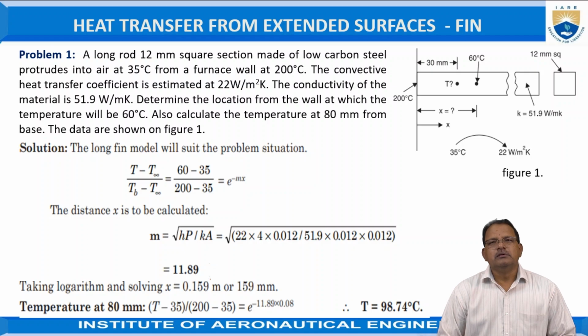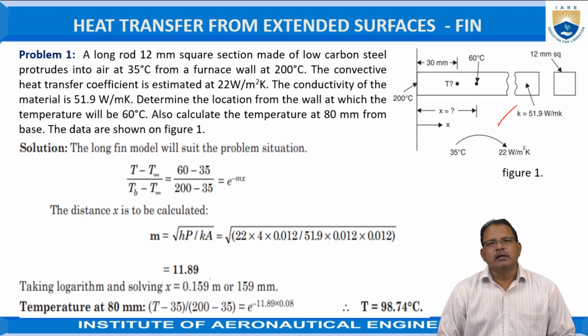A long rod, 12 mm square section, made of low carbon steel, protrudes into air at 35 degrees centigrade from a furnace wall at 200 degrees centigrade. The convective heat transfer coefficient is estimated at 22 watts per meter square per degree Kelvin. Determine the location at which the temperature will be 60 degrees centigrade. Also calculate the temperature at 80 mm from the base. The data are shown in figure number 1.